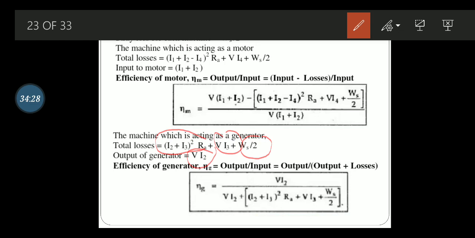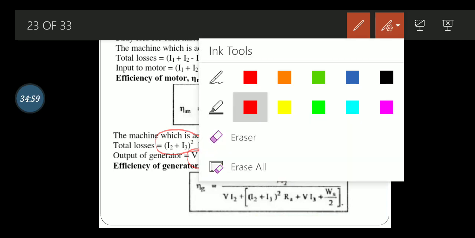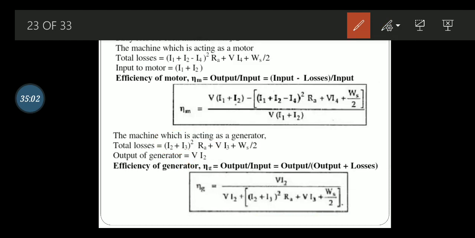Then finally the efficiency of the generator can be calculated using the formula eta G equals output divided by input. Again, input can be rewritten as output plus losses. Then substitute the values of output and losses, and we will get the efficiency of the generator as eta G equals V I2 divided by V I2 plus I2 plus I3 whole square Ra plus V I3 plus Ws divided by 2. This gives the efficiency of the generator.